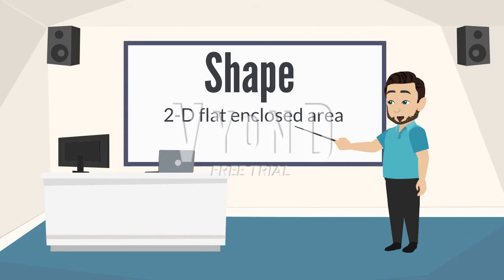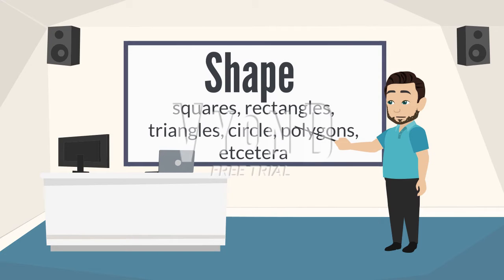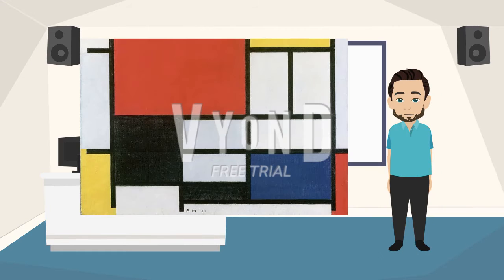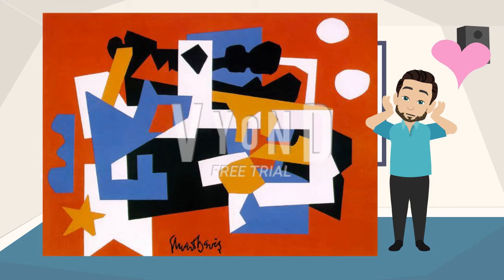Shape is a 2-dimensional flat enclosed area. When a line crosses over itself, it closes and creates a shape. There are geometric shapes, such as squares, rectangles, triangles, circle, polygons, etc. There are also organic shapes, which would be everything else, like a splatter of paint or a heart.